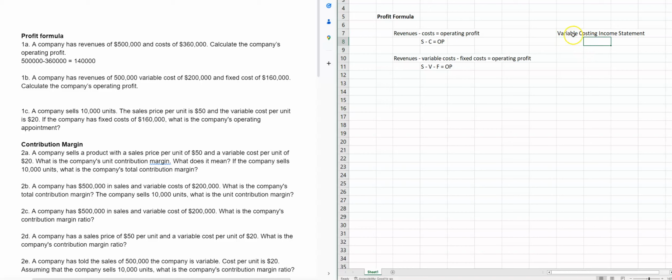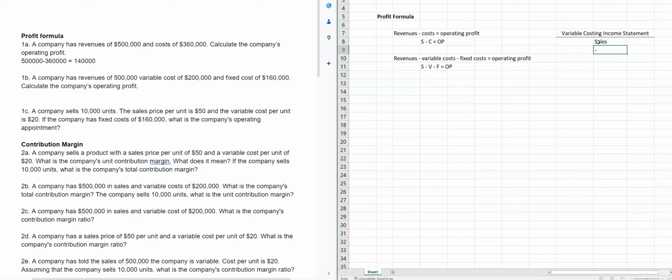Okay, so our variable costing income statement, let's see, because now I feel like it has to be pretty. Okay, there you go.